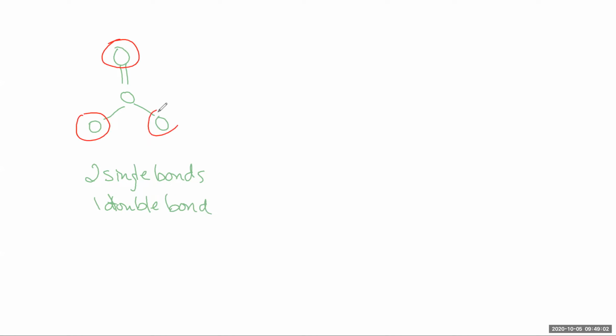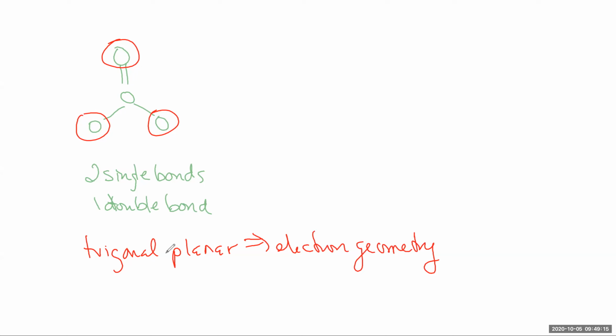I'm going to draw one more thing out for you. One way we could have a steric number 3 is if we have 2 single bonds and 1 double bond. Again, the 3 things that I'm looking at are 1, 2, 3. This is going to be trigonal planar. Now my electrons, so I'm going to call that my electron geometry, will be trigonal planar, and my molecular shape will also be trigonal planar.